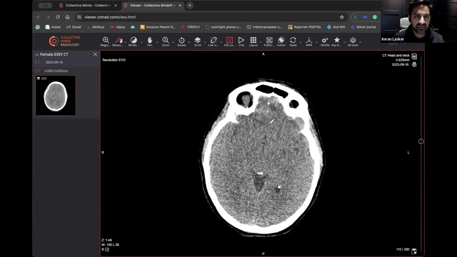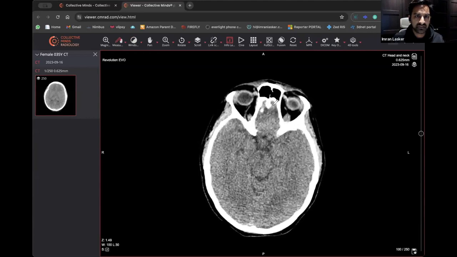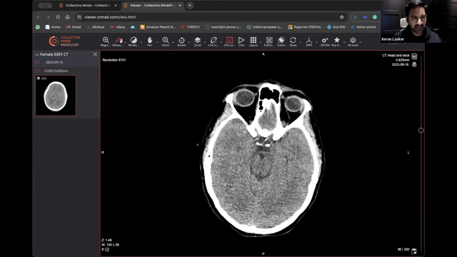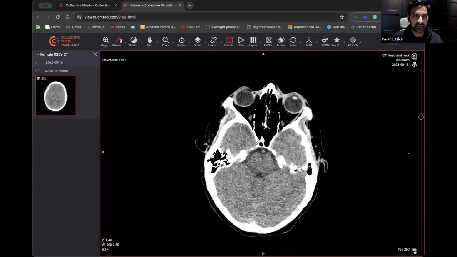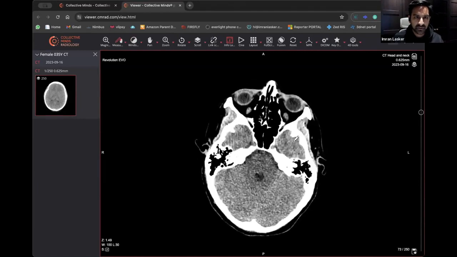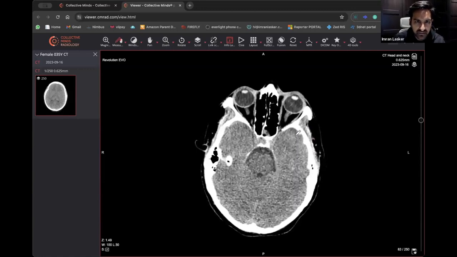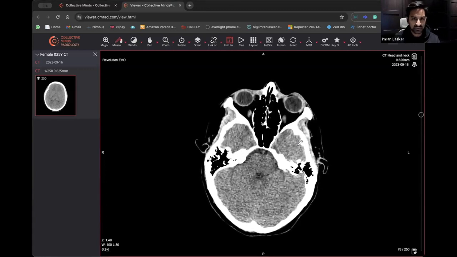Let's see if we can find any more. Down here, it does feel like there's a bit of hyperdensity, a tiny bit similar to what we saw earlier, but I would be a bit careful because there is a bit of artifact. I'll give you that. We'll come down here and the temporal lobes look okay, don't they? And actually, no, if you look there, can you see that? There's a little bit of a subdural bleed lying along the temporal lobe over there.